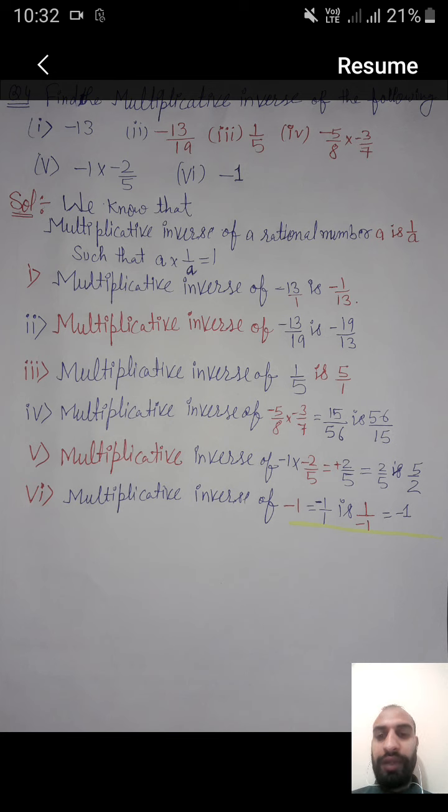In the same way, next is multiplicative inverse of minus 1 into minus 2 upon 5. Minus 1 times 2 is 2, but minus into minus once again becomes plus, so you can write 2 upon 5. That means its multiplicative inverse is 5 upon 2. Then multiplicative inverse of minus 1. This question is very important, I underlined it. Minus 1, you can write 1 downside for your convenience, so you can convert it to 1 upon minus 1, but overall the multiplicative inverse of minus 1 is minus 1.